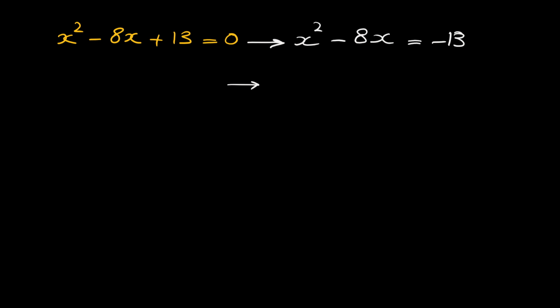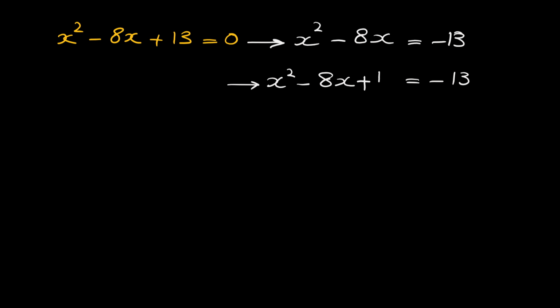Then what do we have to do? We have to add a number to both sides of the equation. What would be that number that we have to add to both sides? Half of this number squared. Half of negative 8 is negative 4. Squared, negative 4 to the 2 is 16. So we add 16 to both sides.